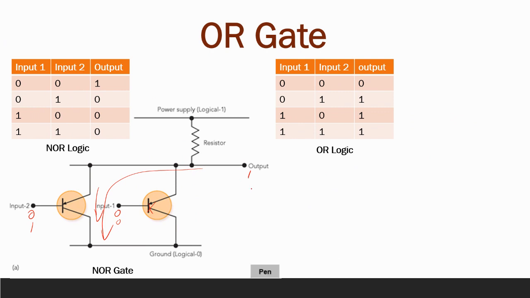Based on NOR logic, once we add a NOT gate on the output, it inverts the result of output. Then the three transistors form an OR gate.